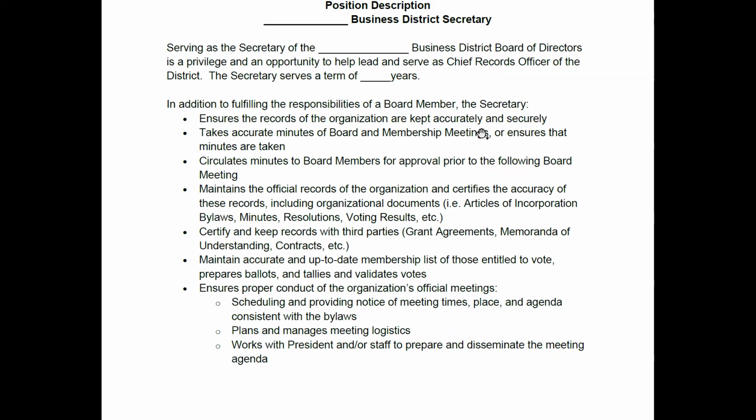The secretary can help to schedule the meetings, providing the meeting times, place, and agenda. So essentially the president can create the agenda, give that to the secretary, who helps to organize the specifics around the meeting, whether it's an in-person or virtual meeting. They're essentially just managing those meeting logistics.